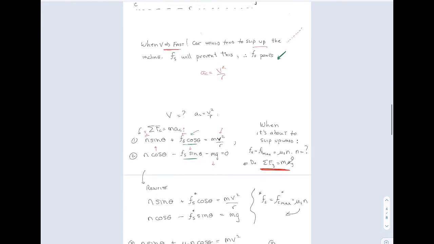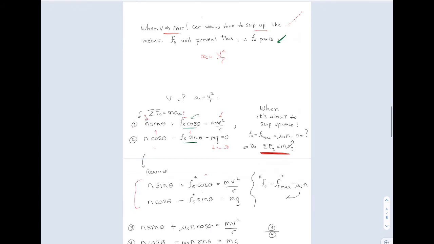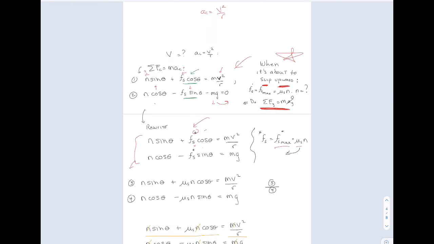I just rewrote equations 1 and 2 here. I have n sine plus friction cosine, and n cosine minus friction sine, and I brought the mg over. Now when it's about to slip upward, that's when you're at the maximum speed, that's when static friction is equal to its biggest value, mu n. So everywhere I have static friction, I can put in static friction is mu n. I put that in right there.